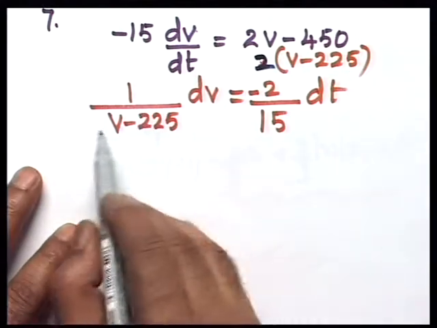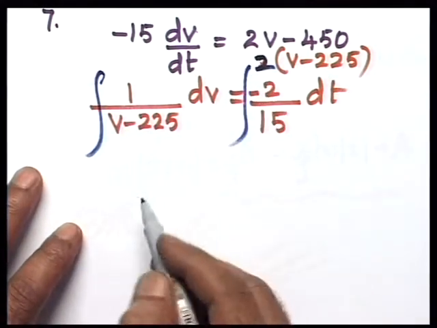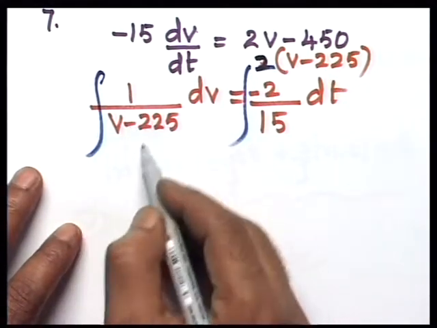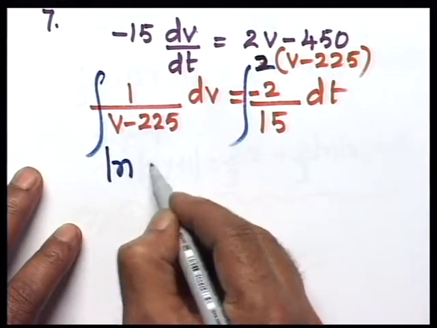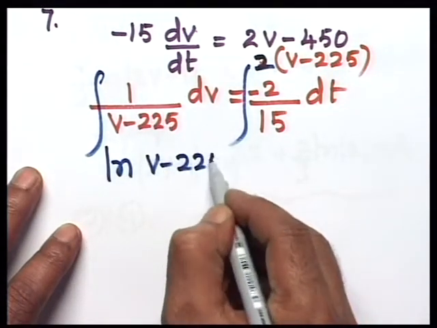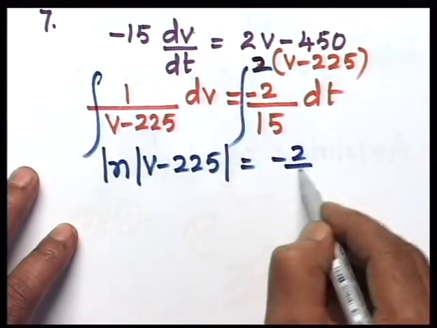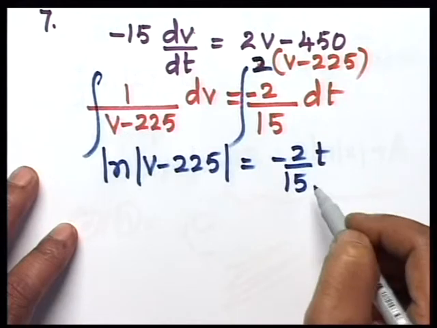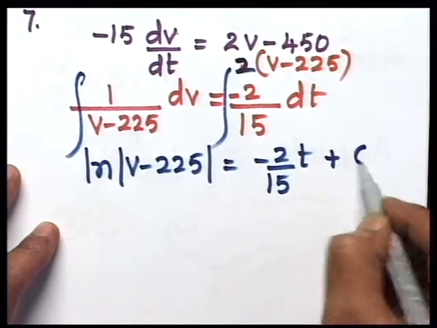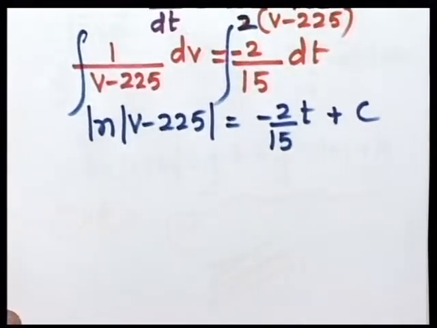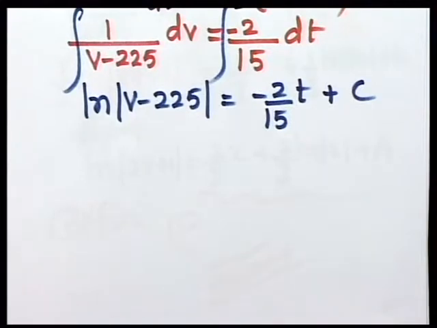Now, integrate on both sides, right? So it's a 1 over v minus 225 is a natural log of v minus 225. Done, is equal to minus 2 over 15 t. T is the time, and plus c. If you would like to make v the subject, right, let's do that.